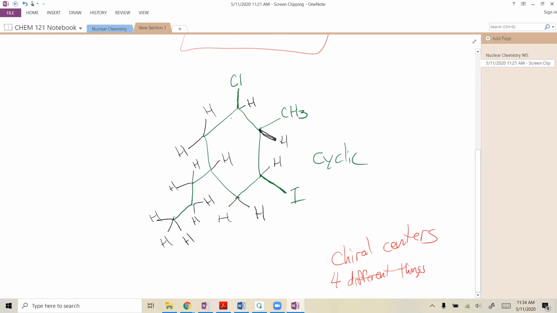So if we look at this carbon here, it's connected to a hydrogen, a chlorine, and then it's connected to 2 different kinds of carbons. Right? This carbon's connected to a methyl, this carbon's connected to hydrogens. And so this would be an example of a chiral center. This one would also count. Now, is there any other one that kind of looks like a chiral center?